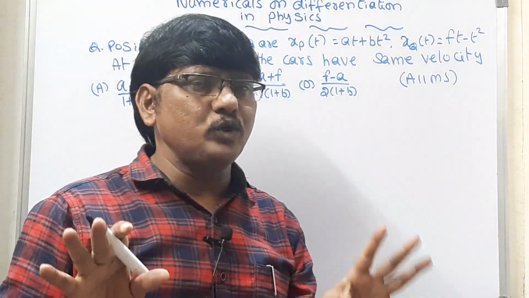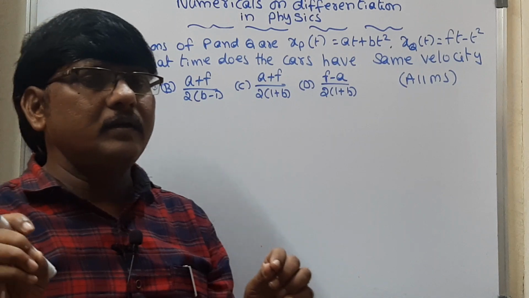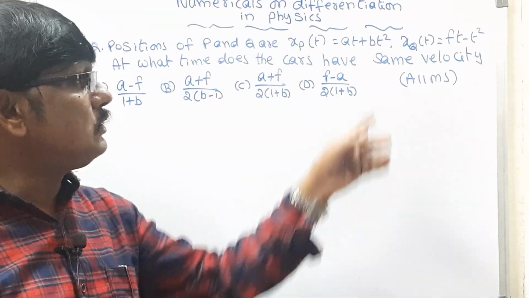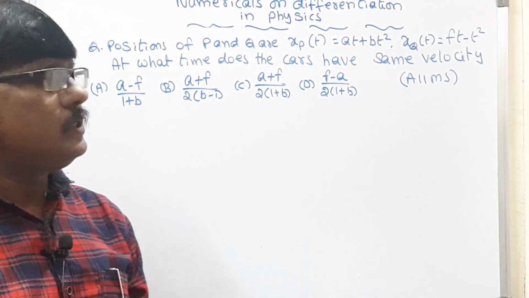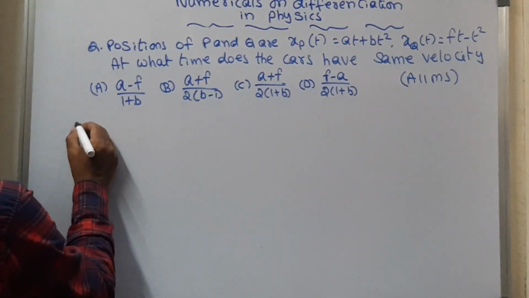Very easy question. When you first look at all these terms, you may get a little scared, but there is no need for that. This is a very simple sum. At what time do the cars have the same velocity? Two cars, P and Q. This question was asked in AIIMS, one of the very high standard exams. Now let us see what is given, what we have to find out, and what data is given to us.